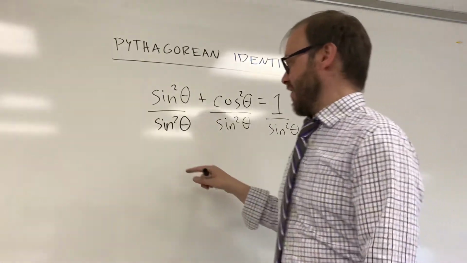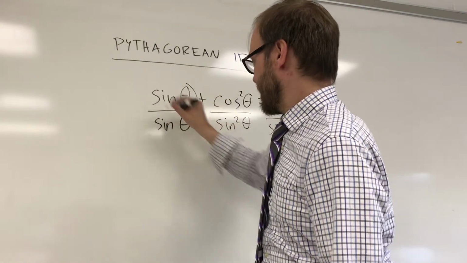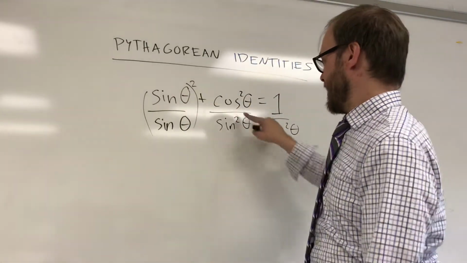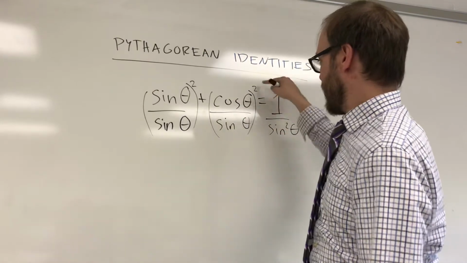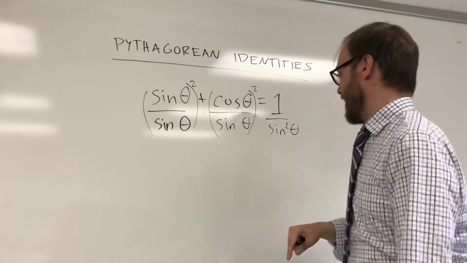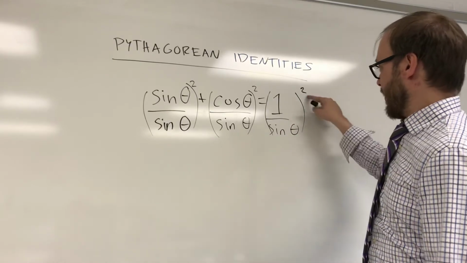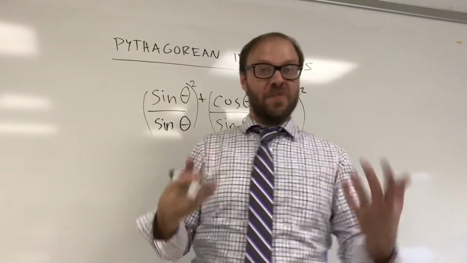Well, same thing here. I'm going to rewrite this with the whole fraction being squared. So same thing as sine squared over sine squared. Same thing here. I'm going to write this as cosine squared over sine squared. And then same thing here, 1 squared is 1, over sine squared. Okay, same statement. Let's simplify this thing down.